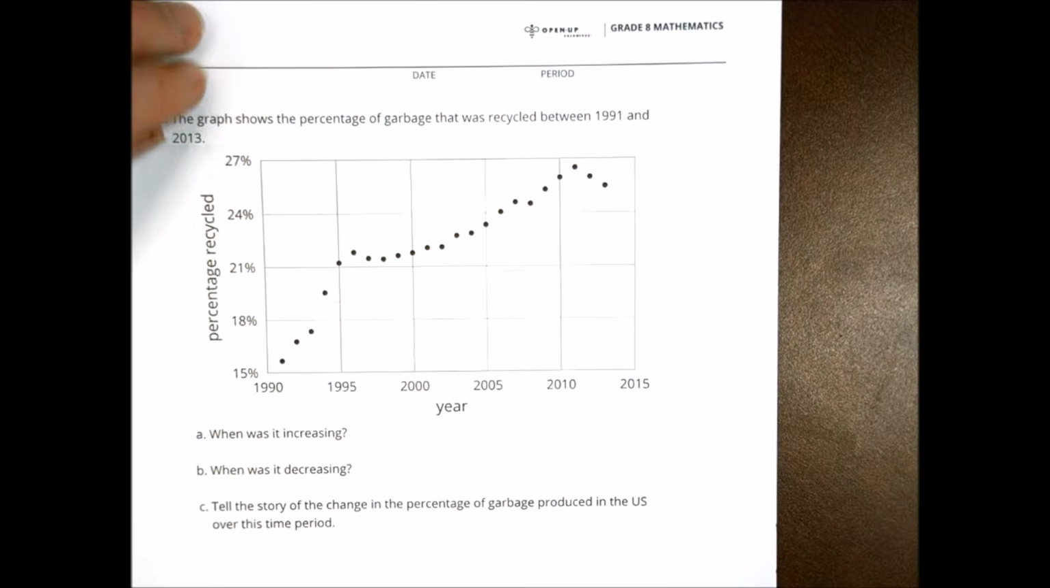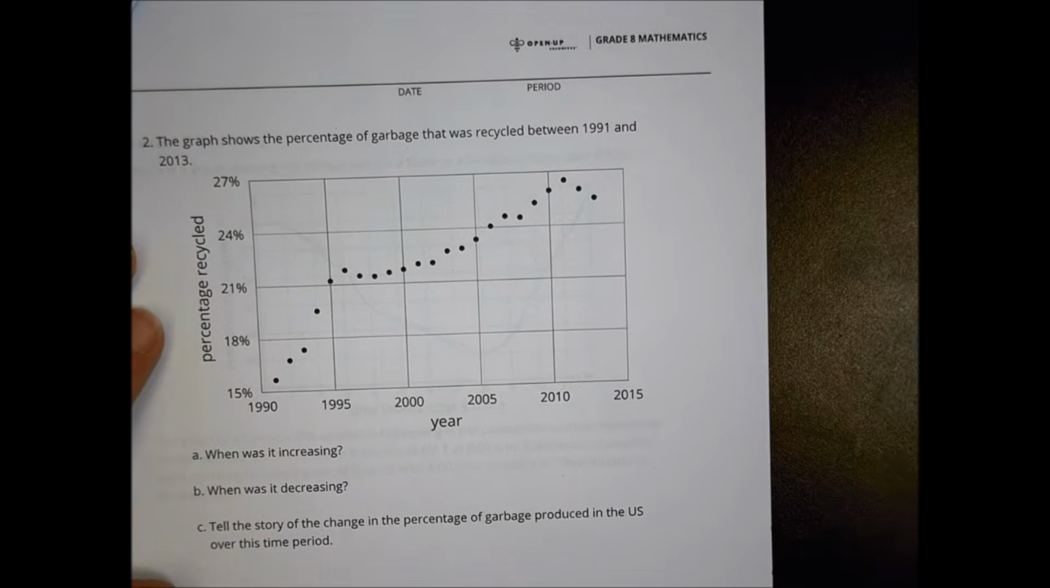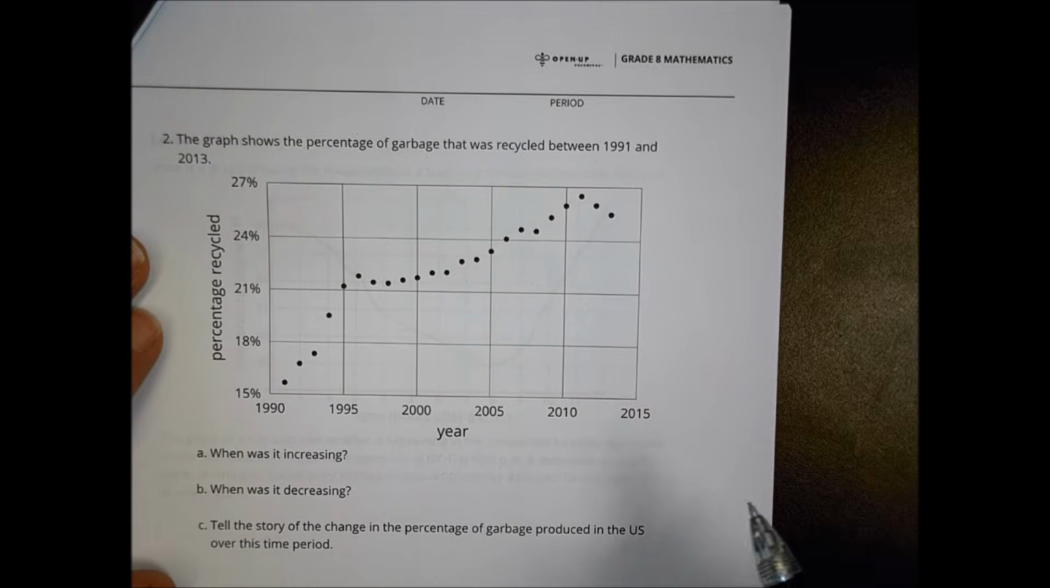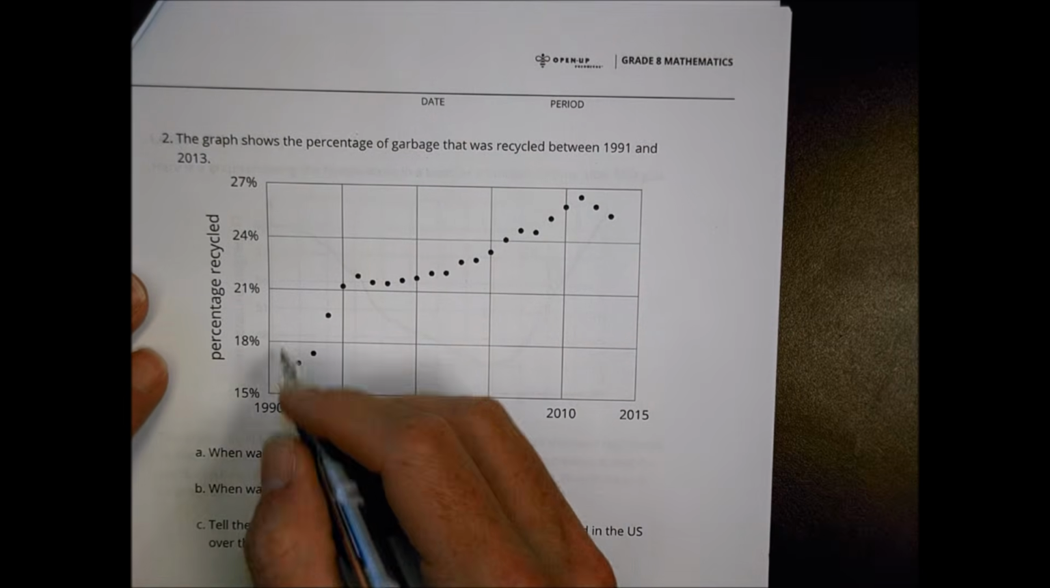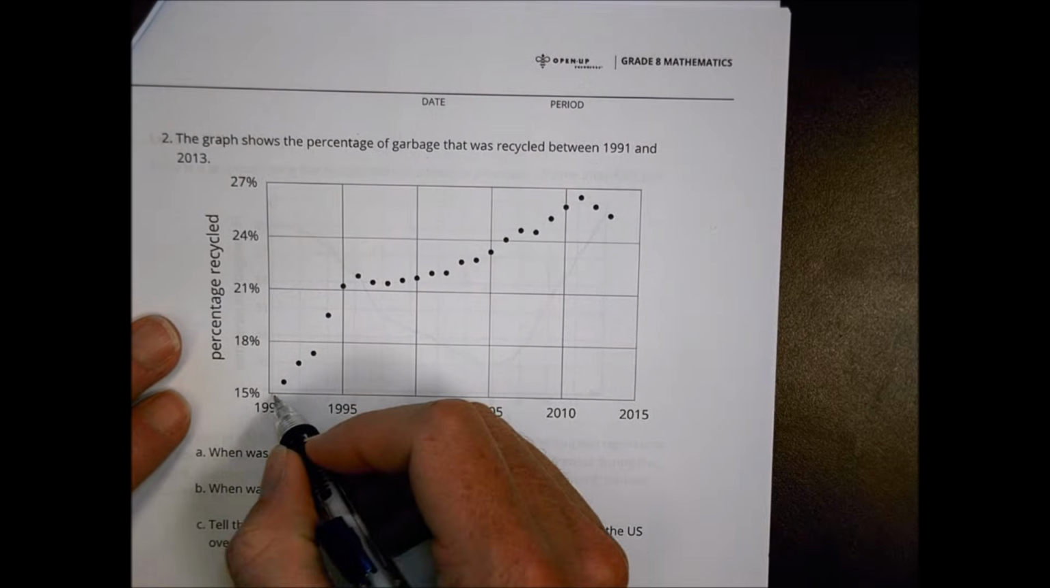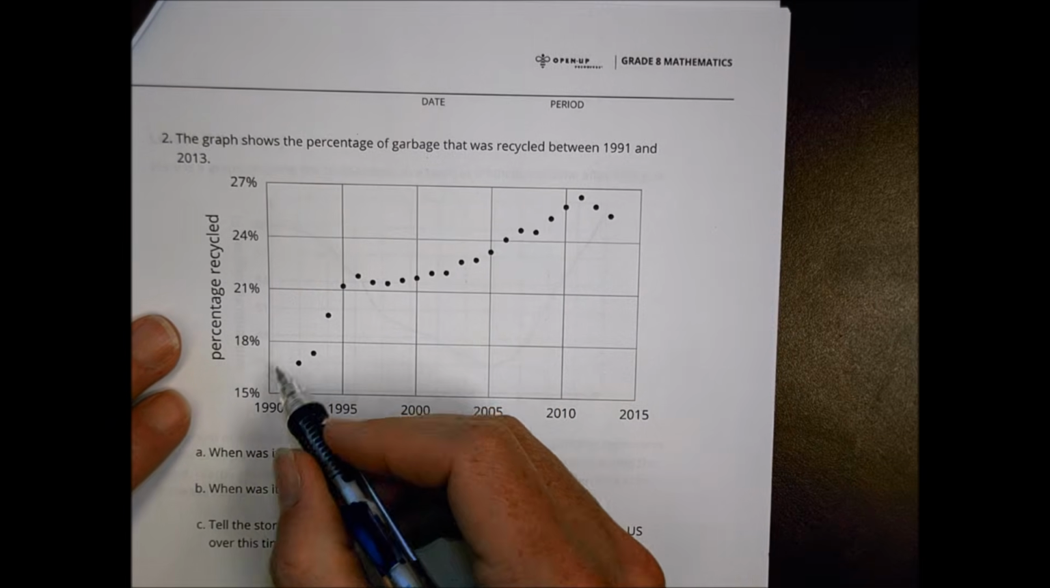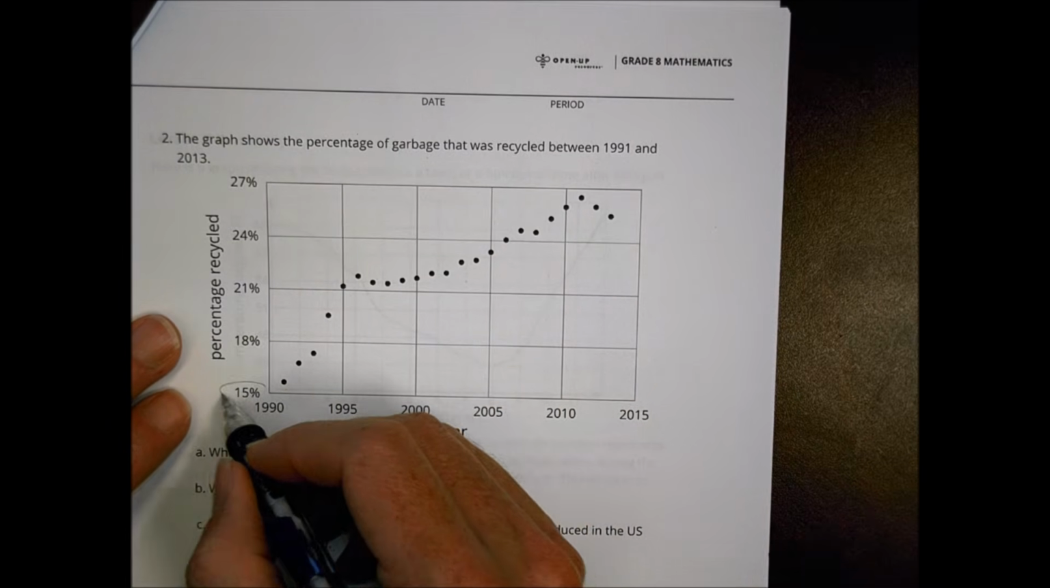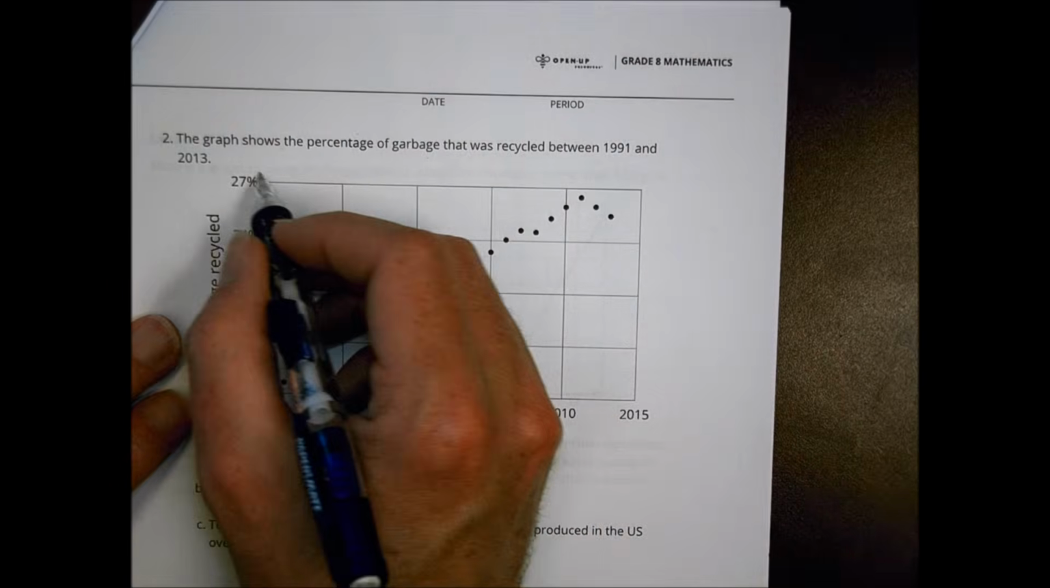This graph shows the percentage of garbage that was recycled between 1991 and 2013. Okay, so we see the percentage of garbage that's being recycled from here to here. Obviously, overall, we can see that the percent starts somewhere at 15, and we have a high point here close to 27.